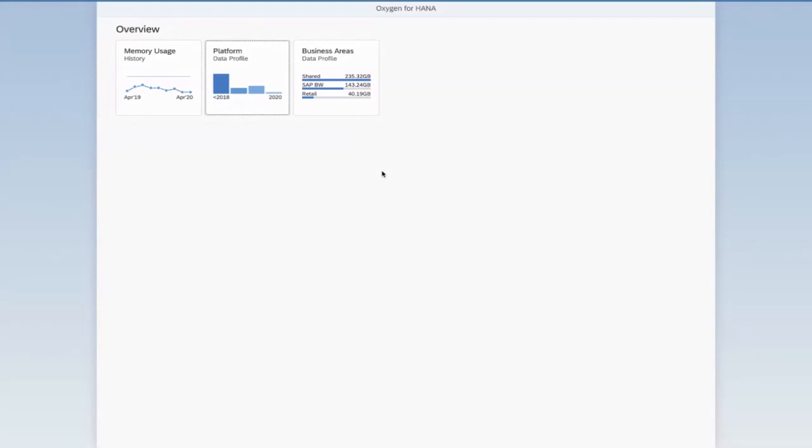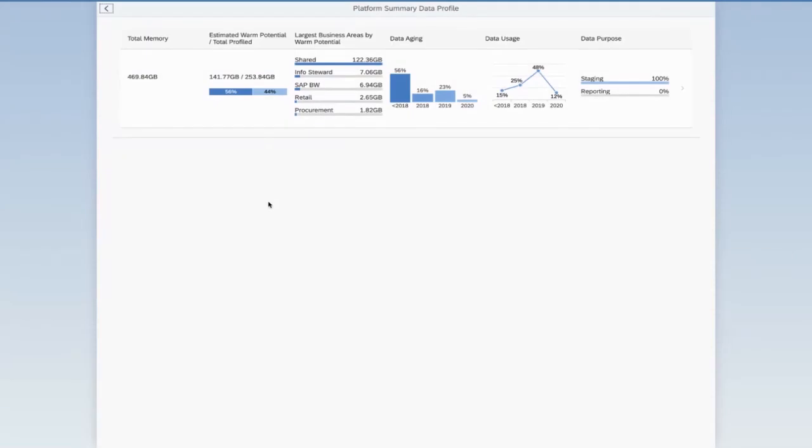These two pillars will come back in everything I'll show you, and we'll start by looking at the platform as a whole. Once we run the analysis on the system, we know what your total memory size is. In this case, it's about 469 gigabytes, about 470 gigabytes actually. So that's the total memory within your system.